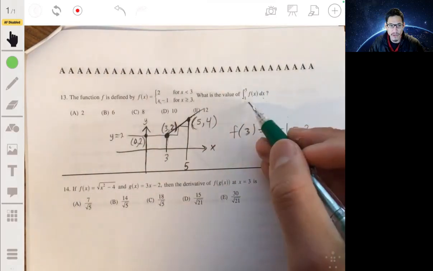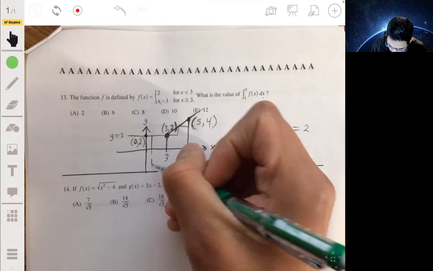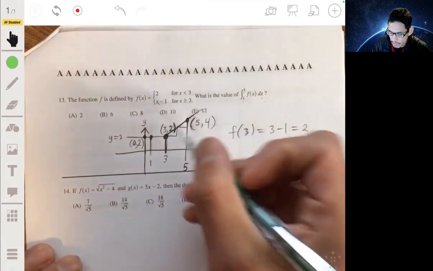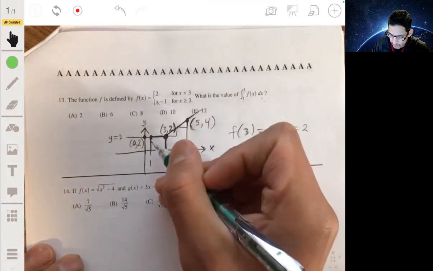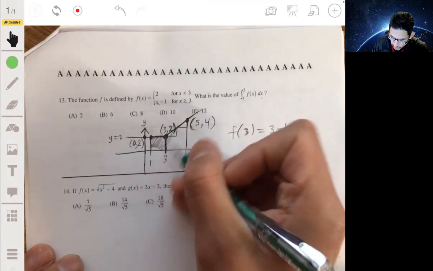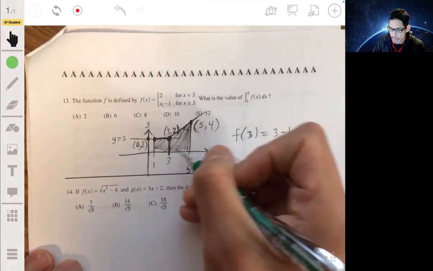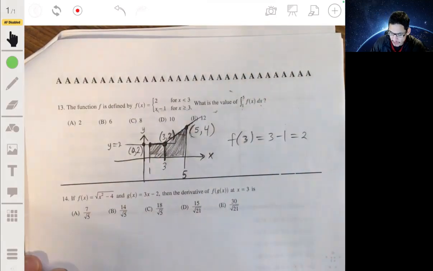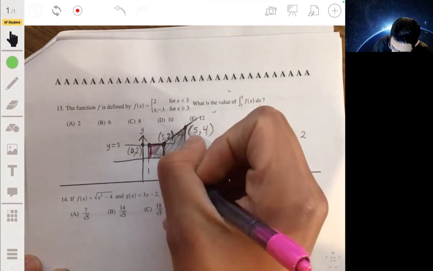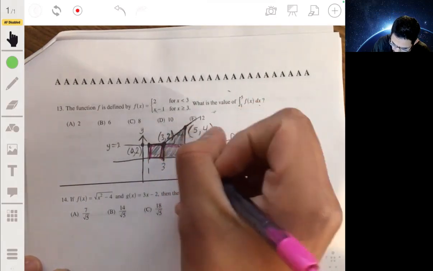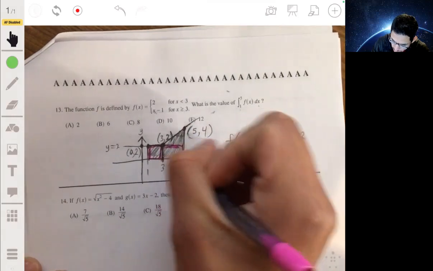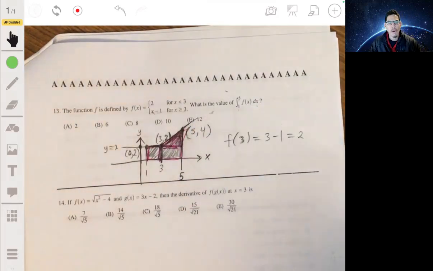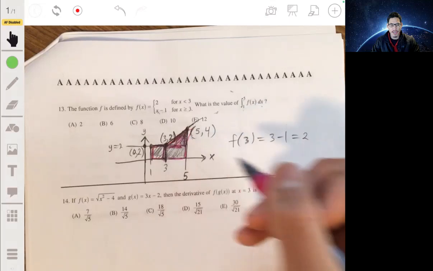We want to integrate from 1 to 5, though. So actually, let's go 1 to 5. We want to essentially just find the area of this whole thing. Now, you don't have to use a fancy integration formula because you can break this area up using geometry. You can break it into this rectangle, and this rectangle, and then this triangle. You find the area of each of those, add them together, and you're good.